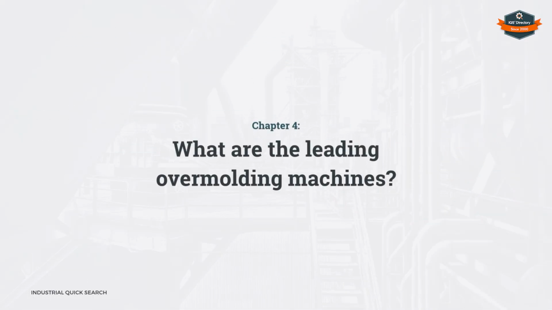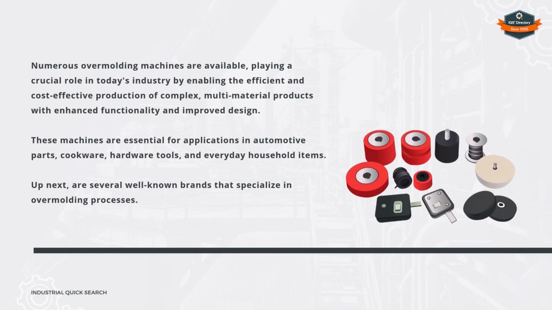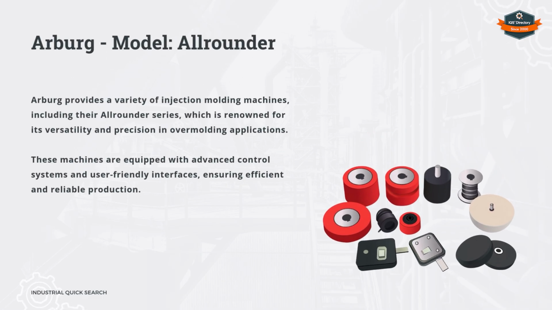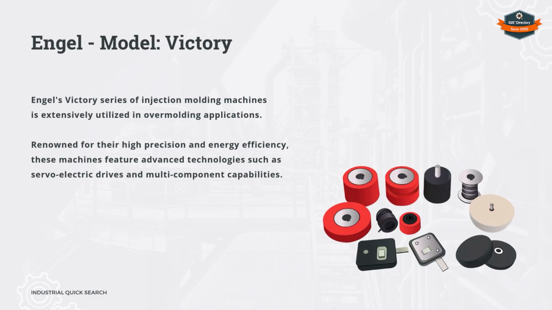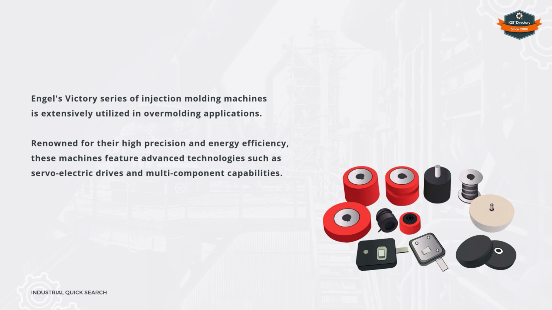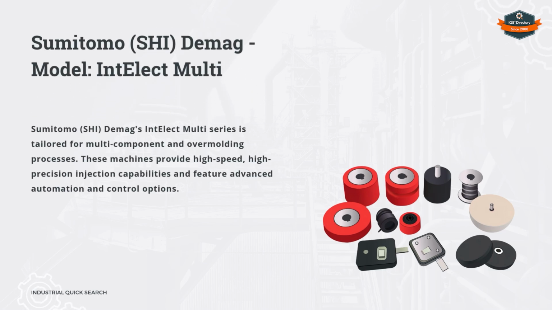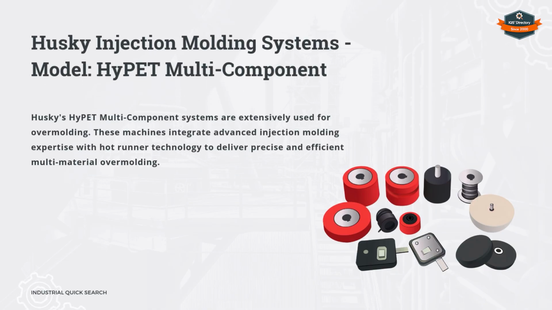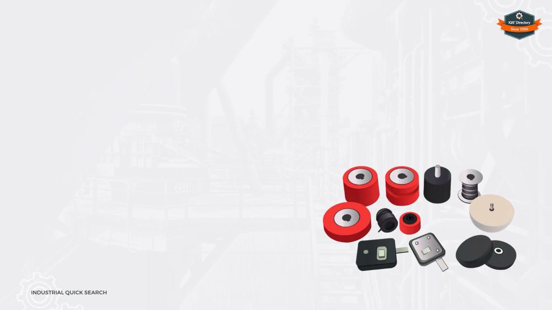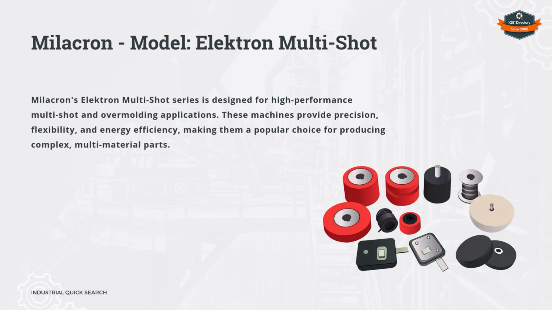Chapter 4. What are the leading overmolding machines? Arburg model, Allrounder. Engel model, Victory. Sumitomo Demag model, Intelect Multi. Husky Injection Molding Systems model, Pipette multi-component. Milacron model, Elektron multi-shot.